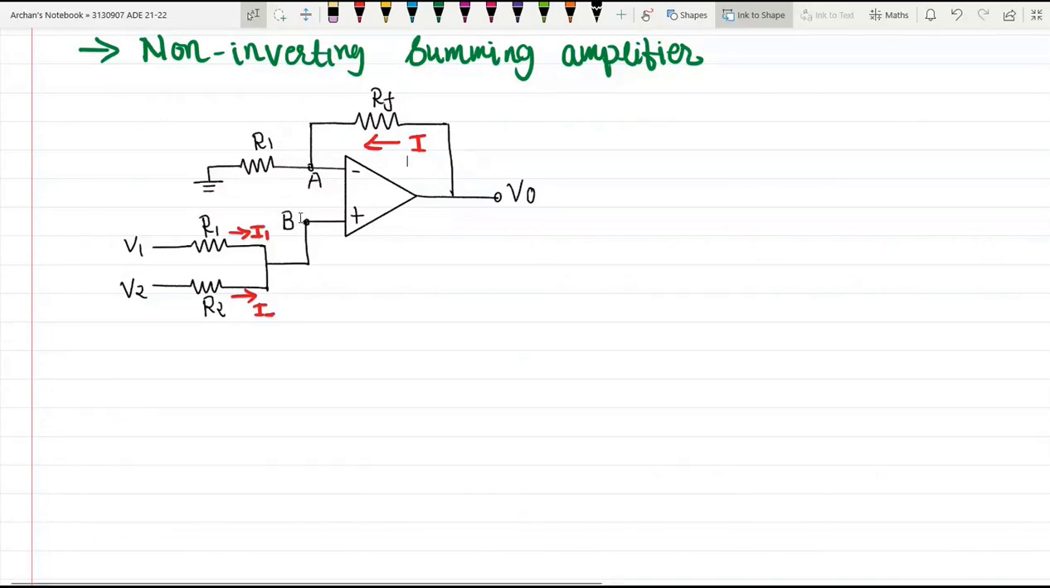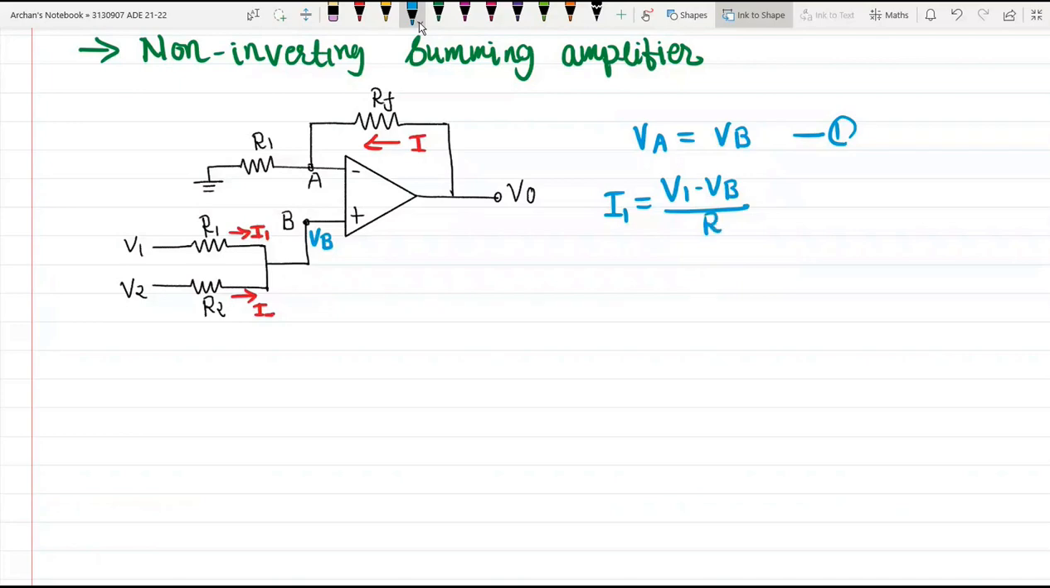Now talking about the voltage at node B, let us say the potential at node B is VB. Now what will happen to node A? Node A will be at the same potential as B because of the virtual ground concept. So we can say VA is equal to VB in this case. Now talking about the input circuit, what is the magnitude of I1? I1 is equal to V1 minus VB divided by R1. And what is I2? I2 is equal to V2 minus VB divided by R2.